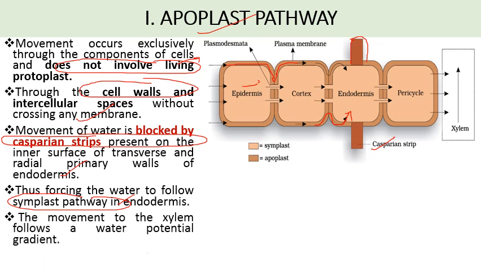So the movement to the xylem follows a water potential gradient, means जो पेरिसाइकिल है यहाँ पे वाटर पोटेंशियल ज़्यादा होता है due to entry of water, while in xylem it is less. So इसलिए जो पानी है वो मूव करता है higher water potential to lower water potential और जाइलम के अंदर पानी एंटर करता है.